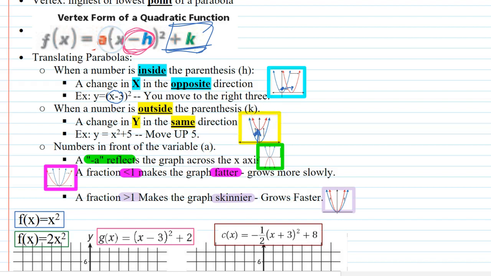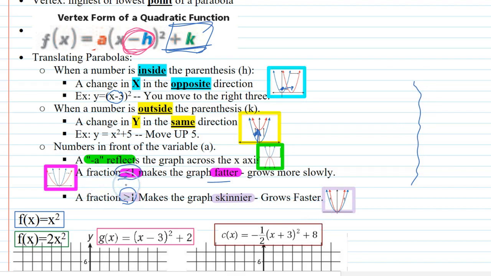Now, we already know that the a value reflects or switches it from positive and negative, up or down. Now, if the a value is really small, like less than 1, it makes the graph grow fatter. Basically, it's growing more slowly. But if the a value is greater than 1, then it makes the graph grow skinnier. Think of plants. If your plant is growing really slowly, it probably means it's going to have a nice, thick stalk. But if your plant grows really fast like a weed, it's probably going to be really thin and fall over easily. Well, the same thing is going on here.